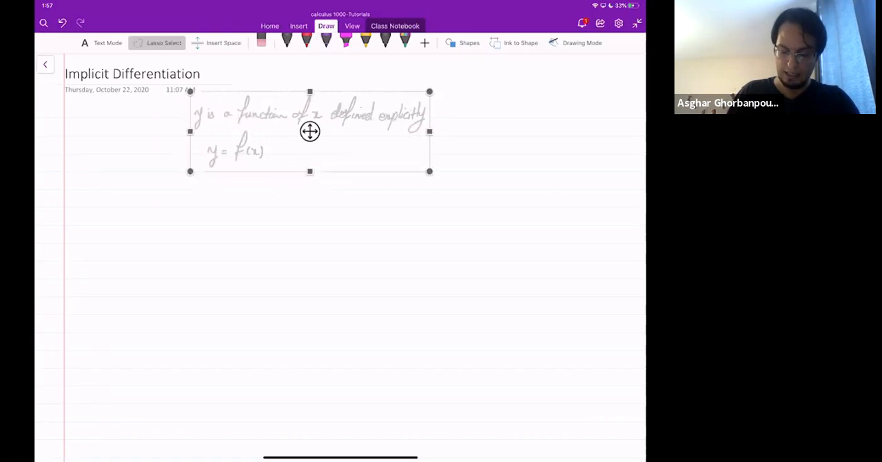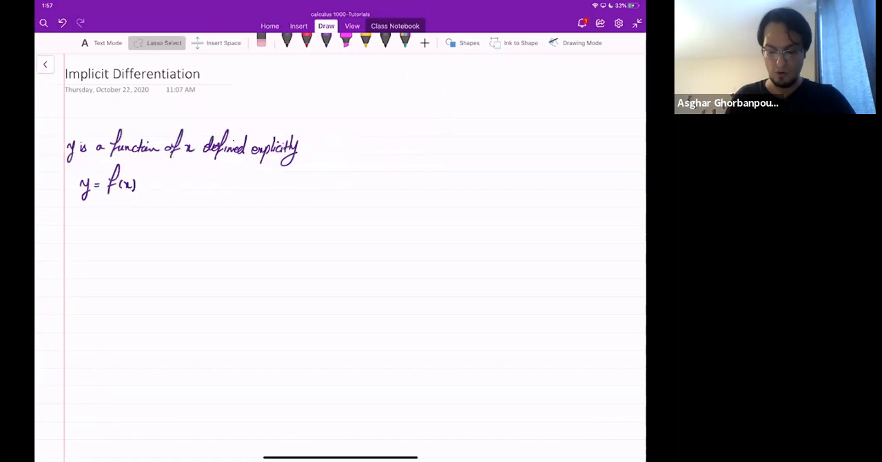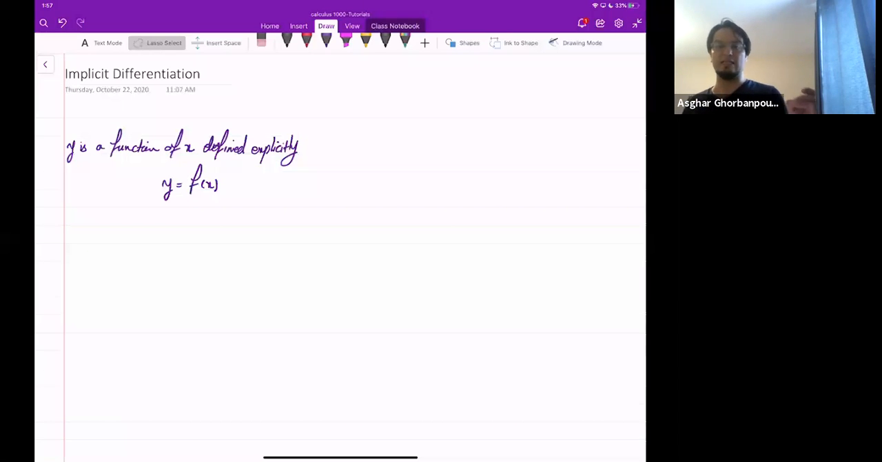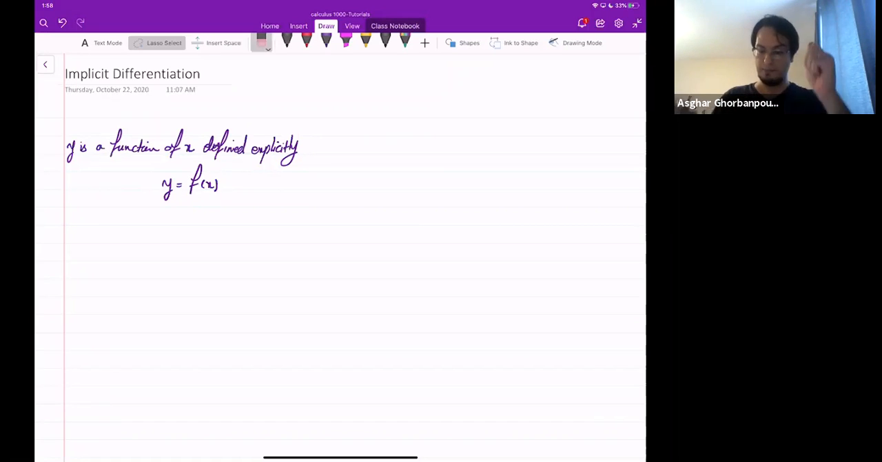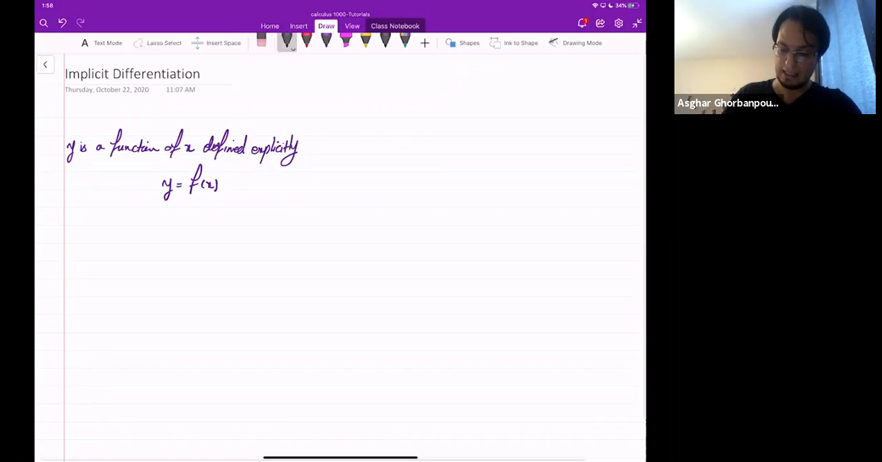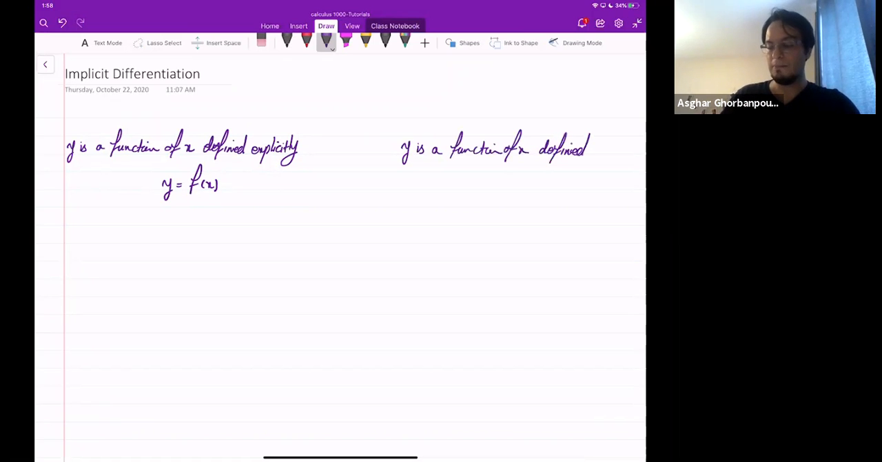That is how we have the functions that we have so far, but there are functions in which we don't have an explicit formula of x on one side, y on the other side. So y equals a formula in terms of x is explicit, but we may have cases where y is a function of x defined, this is the word, implicitly, by an equation.